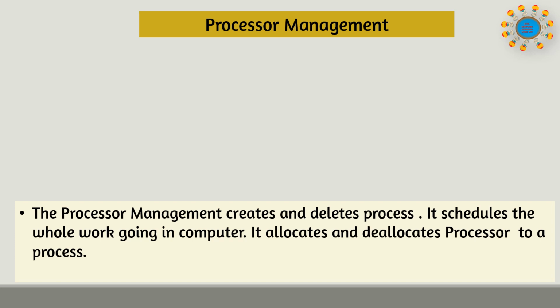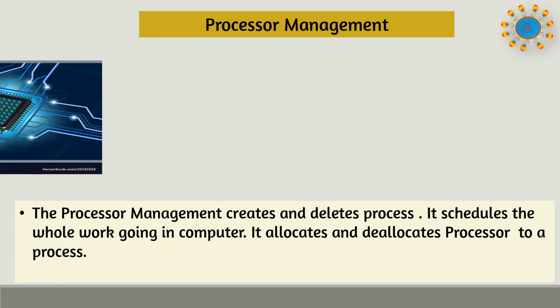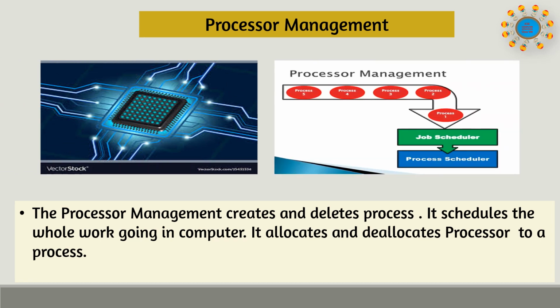That means the work done by the computer. It schedules the whole work going on in the computer. It allocates and deallocates the processor to a process. So here the work is arranged in order, which work to do first and which work to do second. All the processing is arranged by the processor management in the operating system.